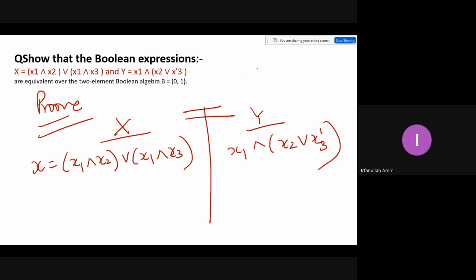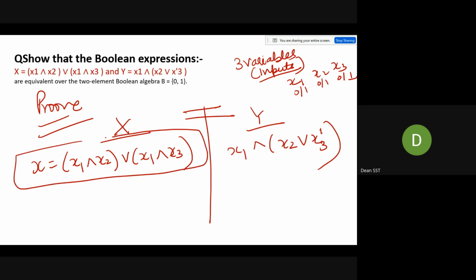How many variables are there? 3 variables. We can also say 3 inputs. All these 3 inputs, x1, x2, x3, they can take value 0 or 1. Fine. Can you prove x is equal to y? This is x and this is y. Can you prove x is equal to y?